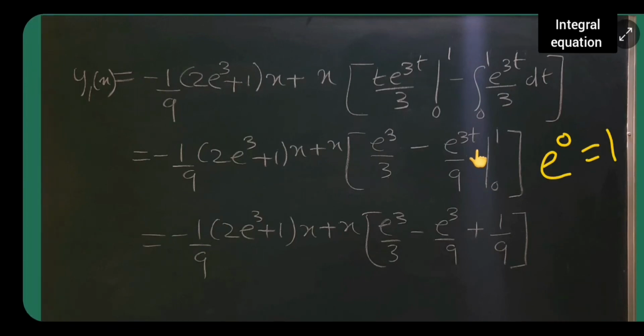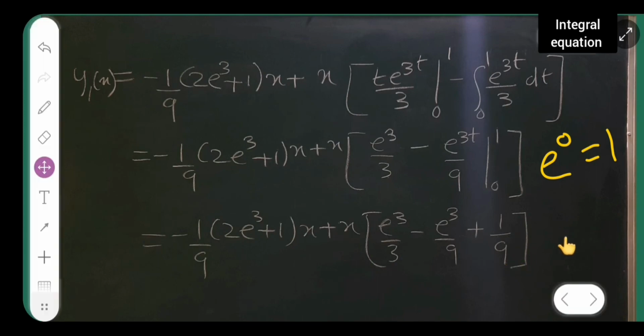So that's what I have done over here, okay? Then this minus was for the upper limit, and then minus the lower limit was the other minus. So this minus and that minus gives positive 1 by 9, okay? Next I'll turn the page.